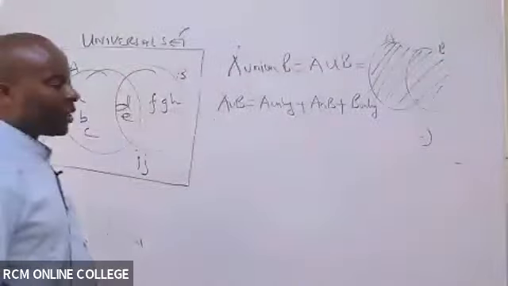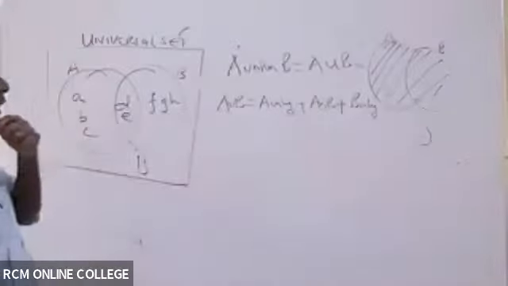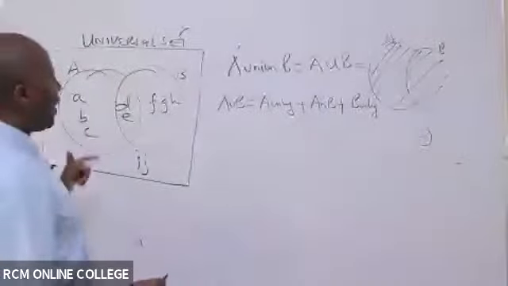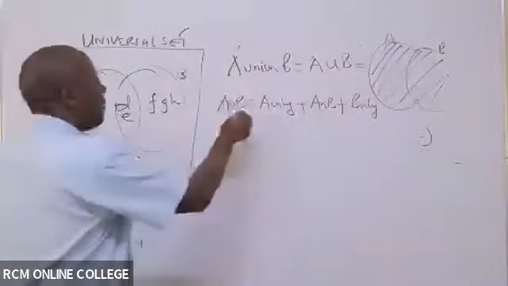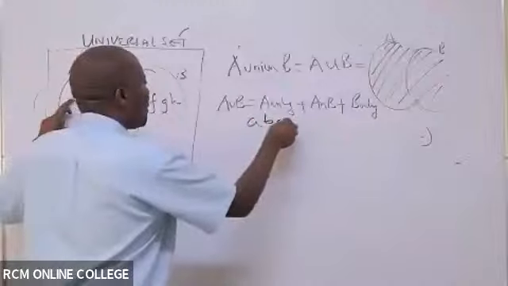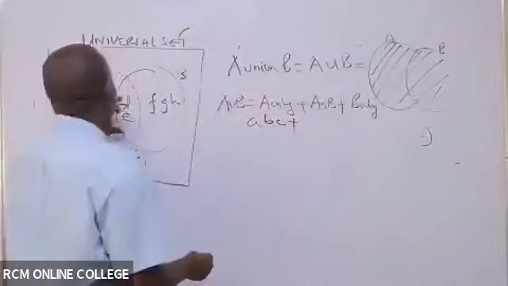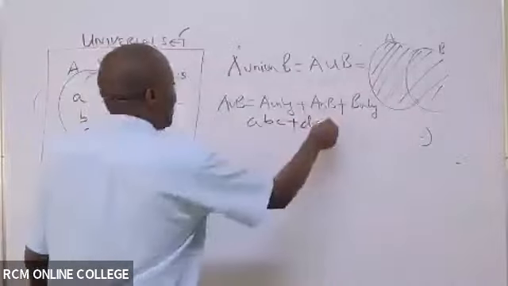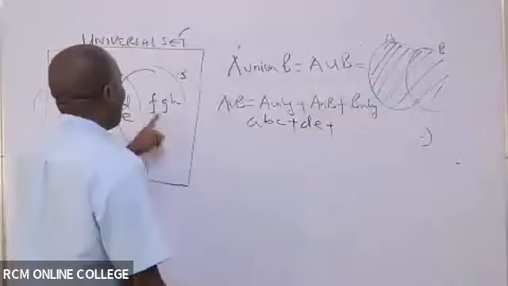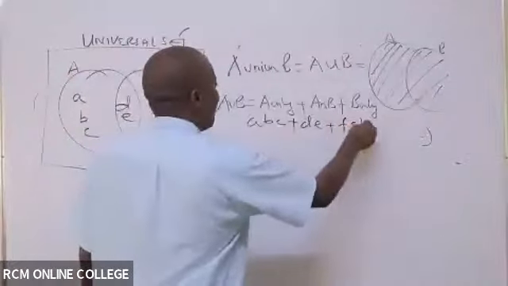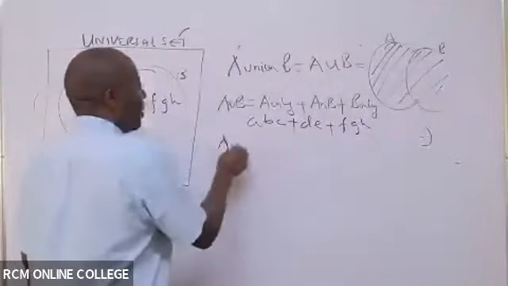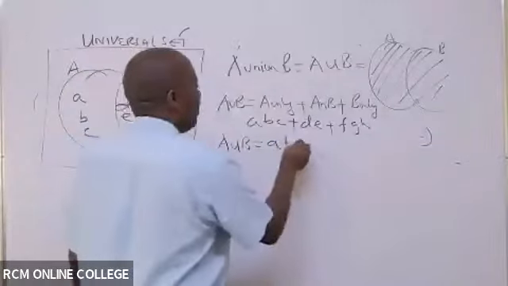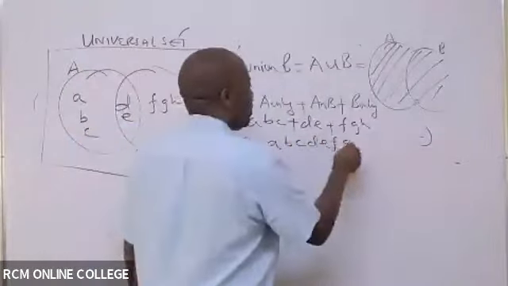Because then you take up everything there. So we have here A only. A only is ABC. Plus in this case here, A and B, which is the intersection. So this is DE. Plus in this case here, B only, which is FGH. So basically A union B will be equal to ABCDEFGH.